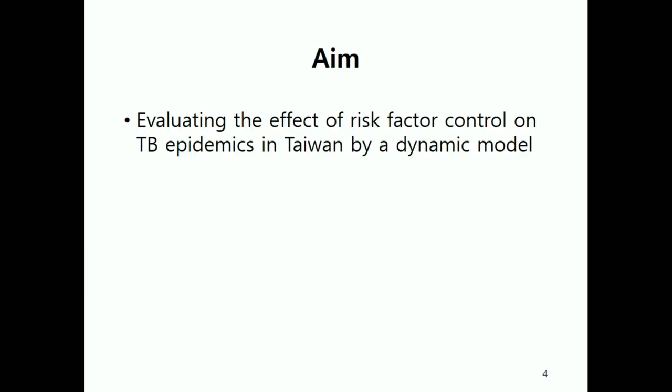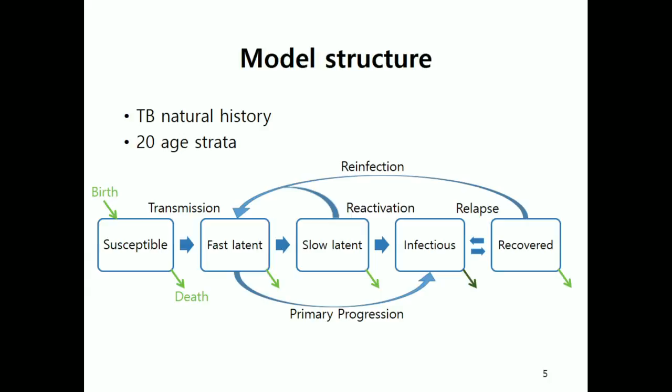So the aim of this study is to use a dynamic model to evaluate the effect of risk factors on TB in Taiwan. We use a compartmental model to simulate the TB epidemic. The population was divided into compartments based on TB natural history, and each compartment was further divided into 20 age strata, because in Taiwan TB incidence varies widely across age groups. For the age strata, we use an age-specific R to adjust the parameters and replicate the age pattern in Taiwan.